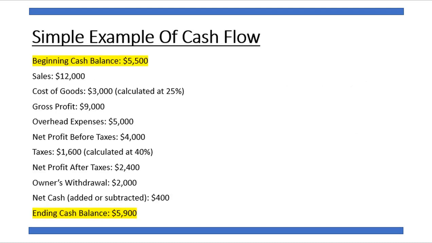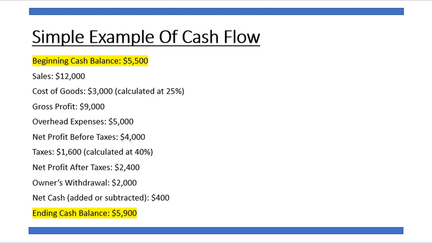So here is a very, very simple example of how cash would flow in and out of a business in a given month. So we're going to give you, as an example, a starting cash balance of $5,500. You then made sales of $12,000 for that month. Your cost of goods relating to that sales, I'm just putting in here at a 25% rate. So your cost of goods was $3,000, and that left you with a gross profit of $9,000.